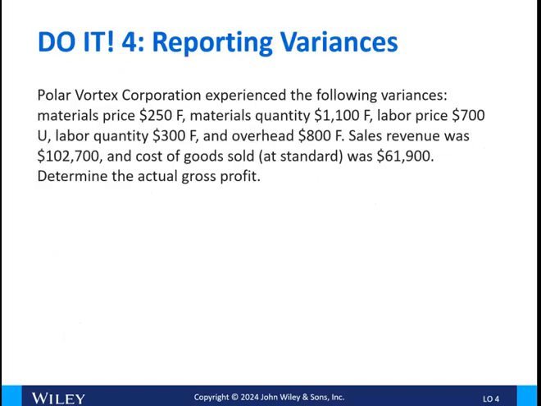So let's do another problem for reporting variances. Polar Vortex Corporation experienced the following variances. Materials price, $250 favorable. Materials quantity, $1,100 favorable. Labor price, $700 unfavorable. Labor quantity, $300 favorable. Overhead, $800 favorable. Sales revenue was $102,700 and cost of goods sold at standard was $61,900. Determine the actual gross profit.